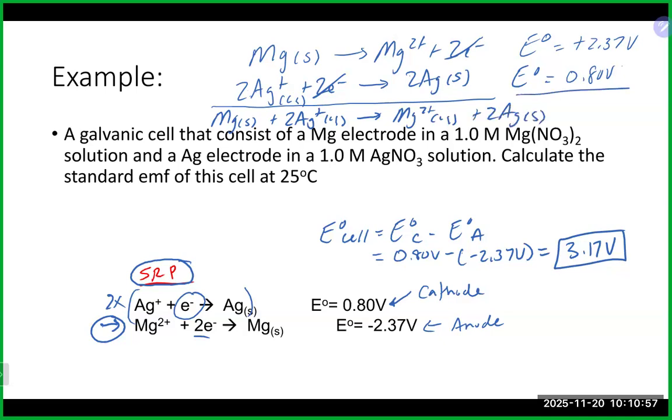And obviously at this point, if you did this, you could calculate E of this cell by, again, adding. In this case, because we already changed the sign for us, we would get our same 3.17 volts. So basically what's happening here is our magnesium is sending over a couple of electrons to our silver in that case. Questions on that? Okay.